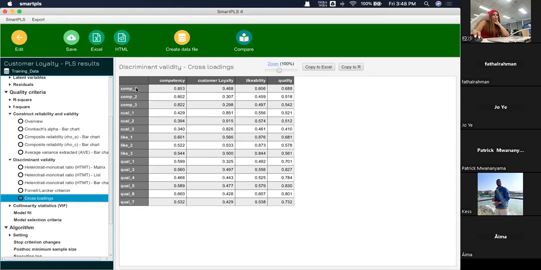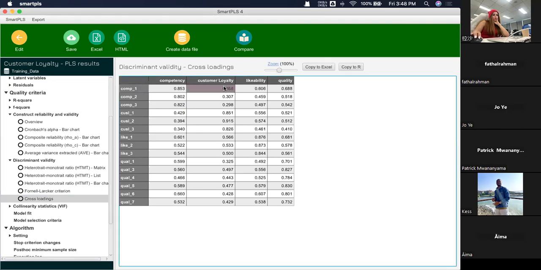These variables here, indicators, should not have high correlations with the other construct here because I have not designed COMP1 to measure loyalty. No. So I don't want to have very high loadings here. So the highest loadings should be on the construct on which the indicators have been designed to measure.